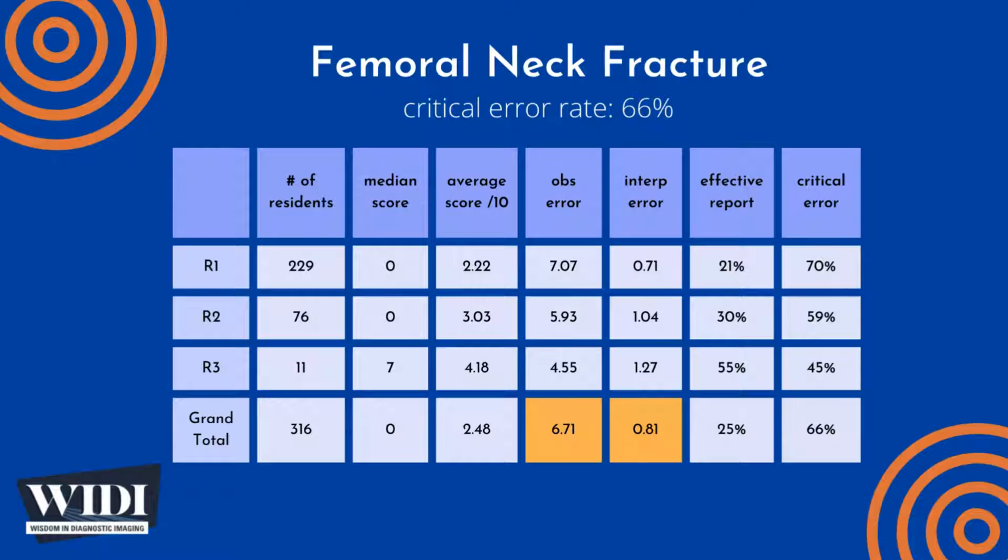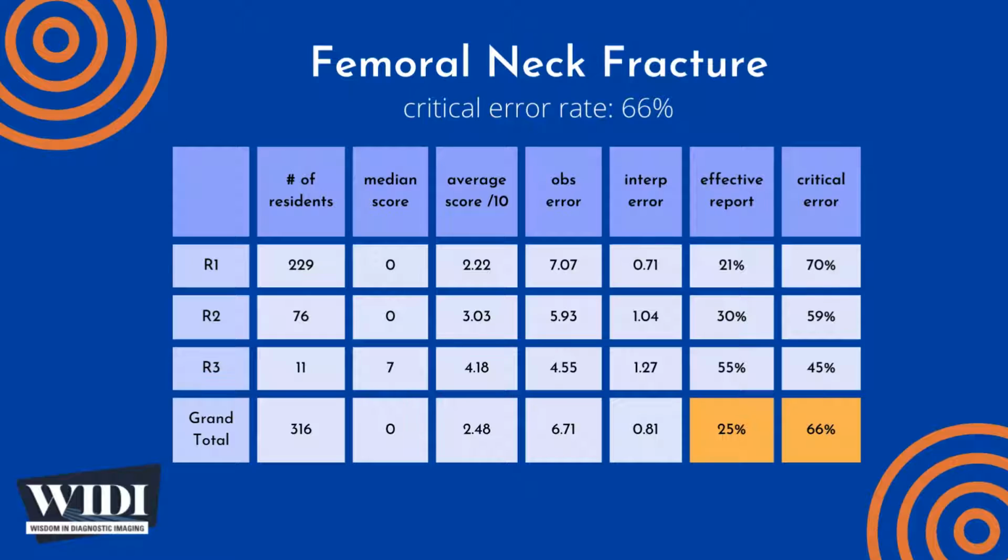Overall, the average number of points lost out of 10 to observational discipline was 6.71. At the same time, 0.81 points were lost due to interpretive errors on the part of the residents. We define an effective report to be one which achieves scores between 7 and 10. In terms of letter grades, this would be an A or a B. In this most missed case, 25% of residents produced effective reports.